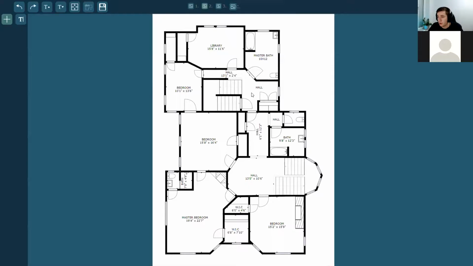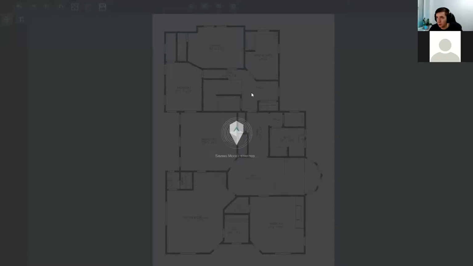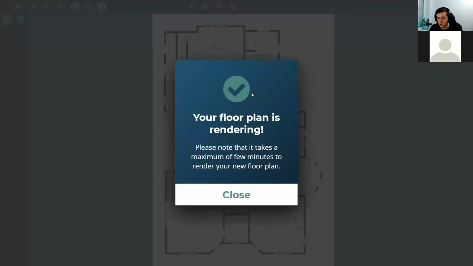And it's not something that our fix request team would be able to see or do themselves. It's automatically saving that model, and it will take a few minutes to render your new floor plan, and it will be ready for download again.